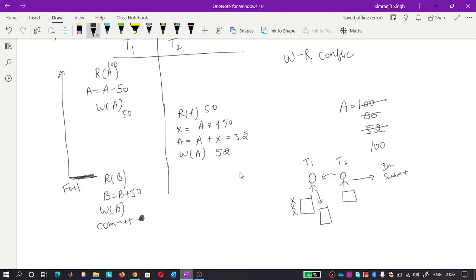Write read conflict. Whenever you have written a value and that is immediately read by another transaction, and the whole transaction is not committed yet, this is referred to as write read conflict, and it is also referred to as dirty read problem. Again, this is very prevalent.